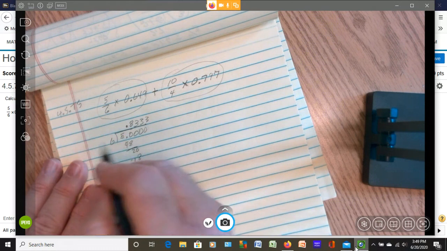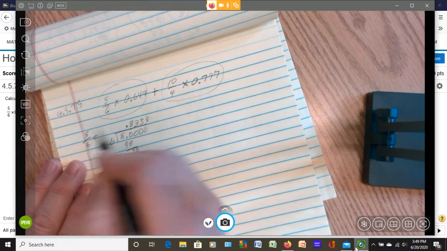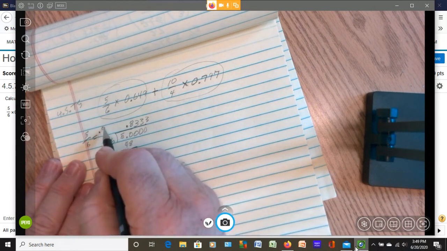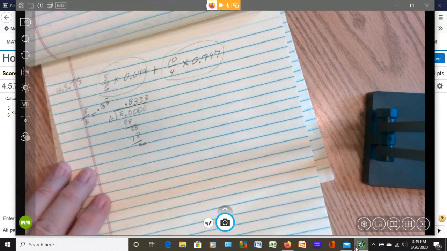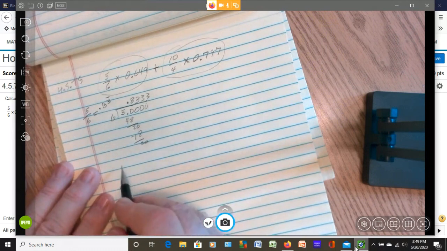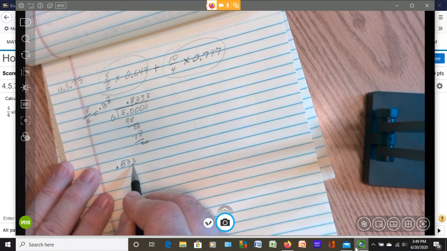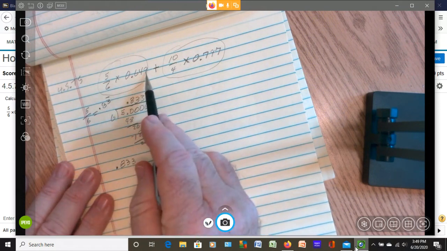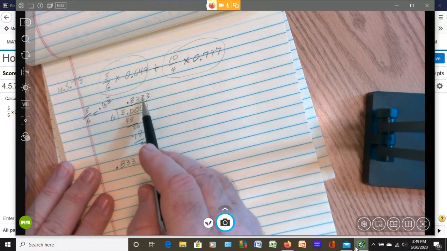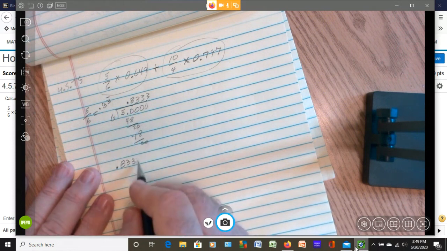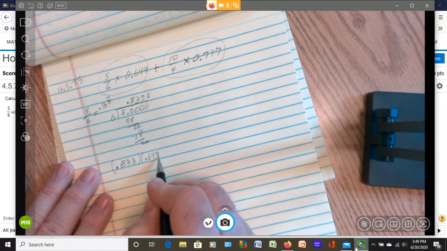So this 5/6 is equal to 0.83 repeating. Now, I'm going to try to do this problem like this. 0.833. Uh-oh, wait a minute. What do you mean? Well, this is 3 decimal places here. This is 3 decimal places. So I'm just going to stop this thing at 3 decimal places. So I'm just going to multiply 0.833 times 0.649.